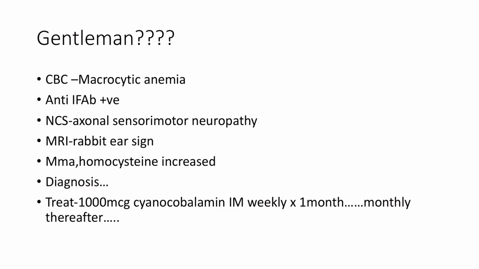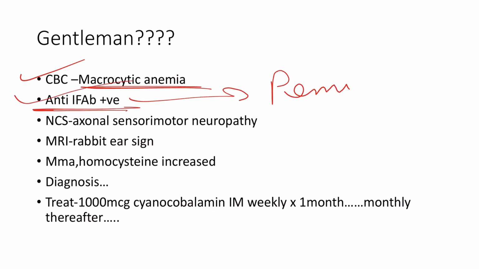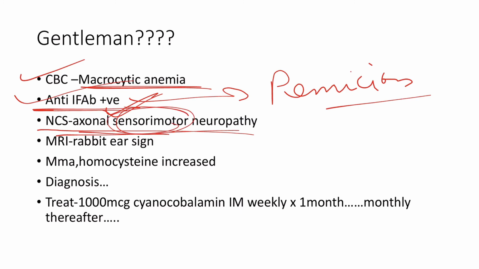Now let's revisit our old case of this gentleman who actually had anemia on clinical examination. We had pallor. So we did a CBC in that patient. So we got macrocytic anemia. His anti-intrinsic factor antibody was positive, that is pernicious anemia. Nerve conduction studies shows axonal pattern, right? And both sensory and motor axon CMAPs are reduced. CMAP is reduced, conduction velocity is normal.